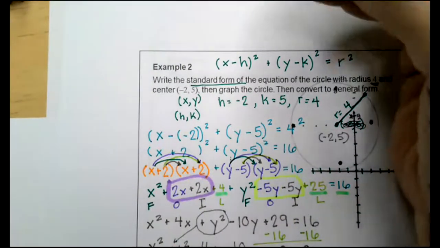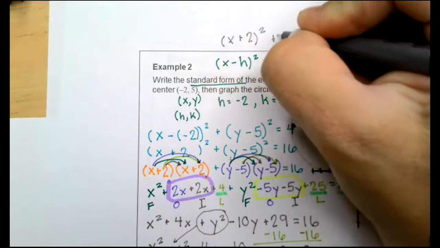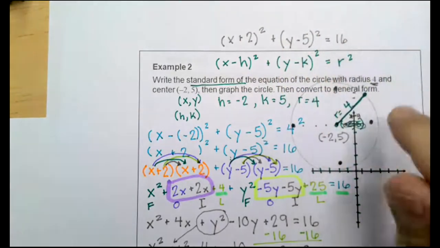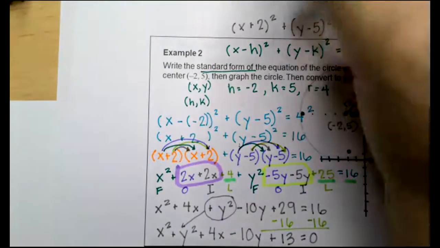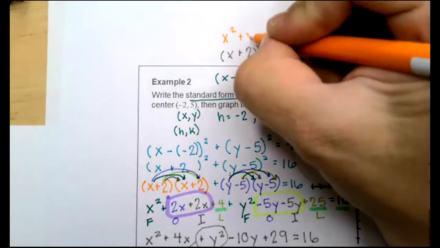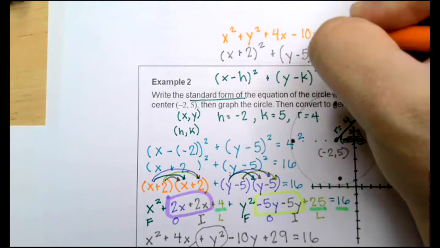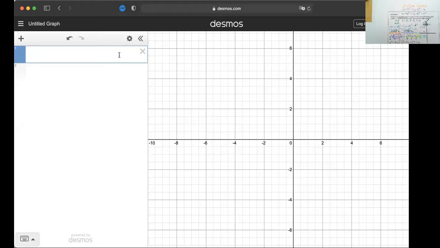Okay. So my standard form was x plus 2 squared plus y minus 5 squared equals 16. That's how I simplified it, right? And then my general form was x squared plus y squared plus 4x minus 10y plus 13 equals 0. Okay, so now that we can see both of those, I just want to look in Desmos and see if those are the same equation.